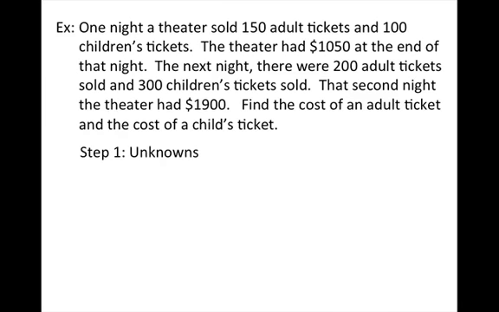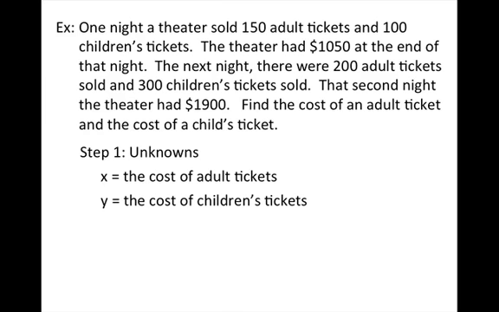So step 1 is to list our unknowns. What were we asked for? I was asked for the cost of an adult ticket and the cost of a child's ticket. So I'm going to let X be the cost of the adult tickets and let Y be the cost of the children's tickets.